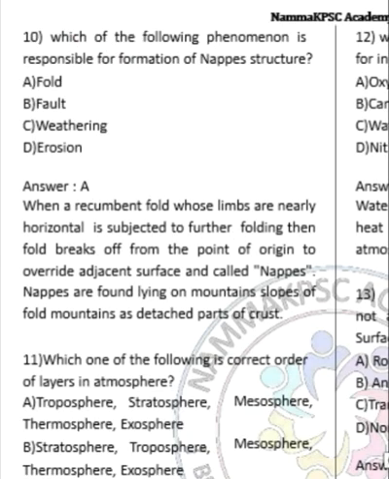Question number 10, it is asking which of the following phenomenon is responsible for the formation of NammaKPSC structure. The correct answer is option A, folds. When you study different types of folds, you will see there is one called recumbent fold. A recumbent fold is where one of the limbs has become horizontal and it breaks off from the origin. When such a thing happens, the recumbent fold is called a NammaKPSC structure.